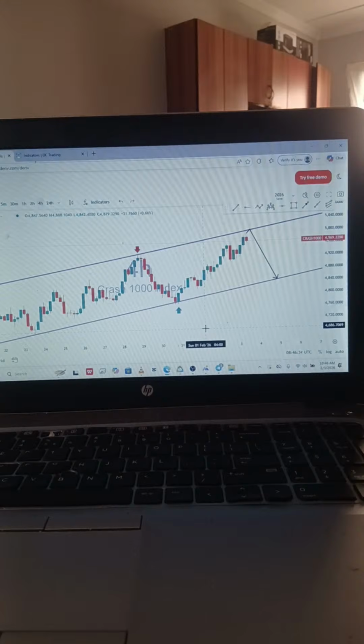Okay, do we have a spike signal in any of the markets? Exit signal, did we get an exit signal in Crash 1000?